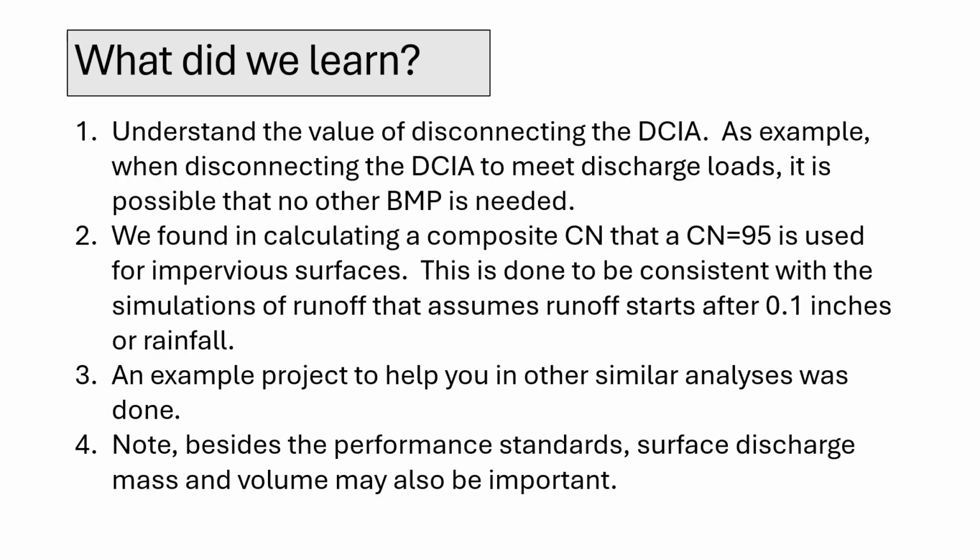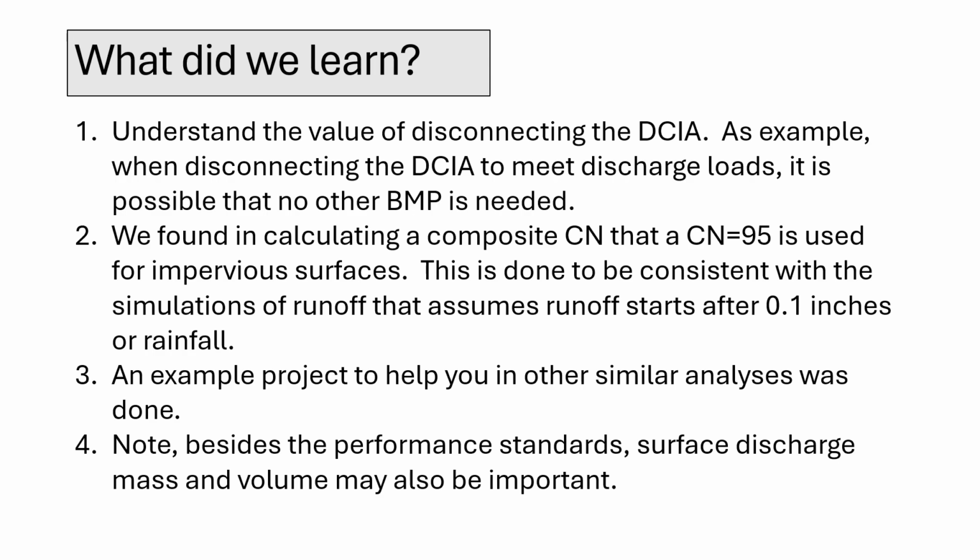To give you a sense of scale, with a composite curve number of 50 and a 10-foot wide pervious area, the runoff from a 32-foot wide impervious area can be effectively stored. This understanding underpins the calculation methods we use for disconnection, particularly when working with the composite curve number calculator. Another important detail we clarified is why a curve number of 95 is used for impervious surfaces when calculating a composite curve number. This specific value ensures consistency with runoff simulations, which typically assume that runoff begins after the first 0.1 inches of rainfall.